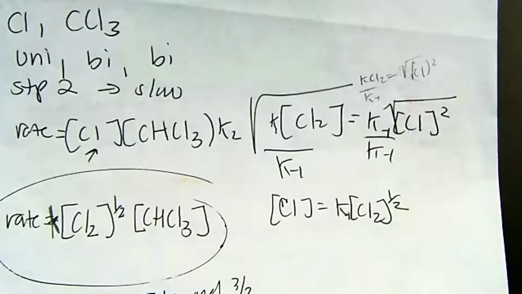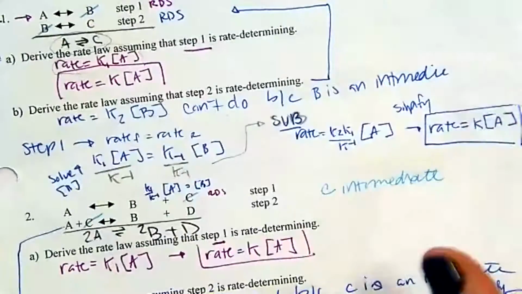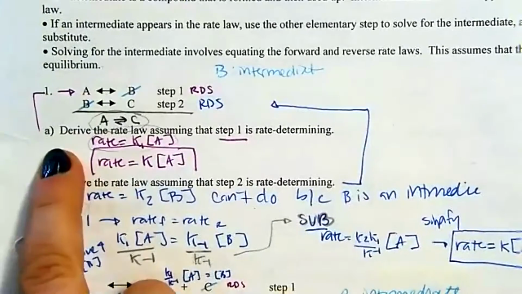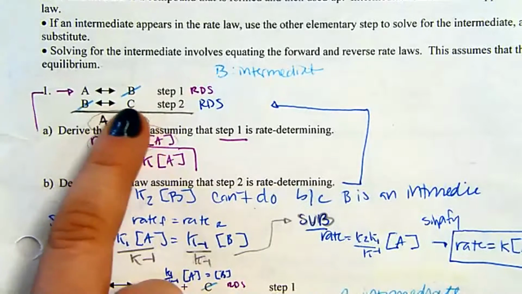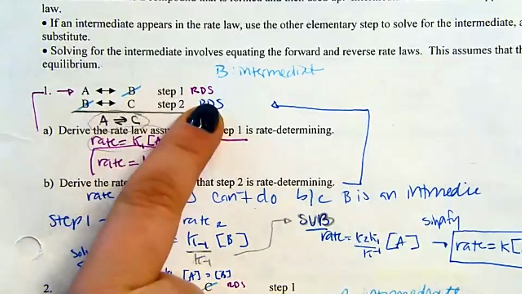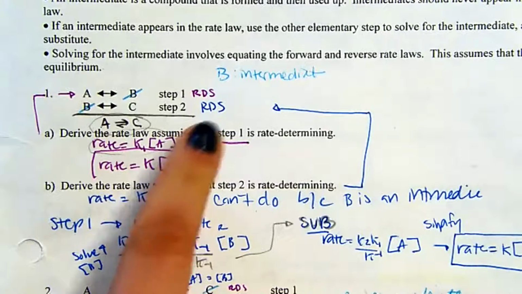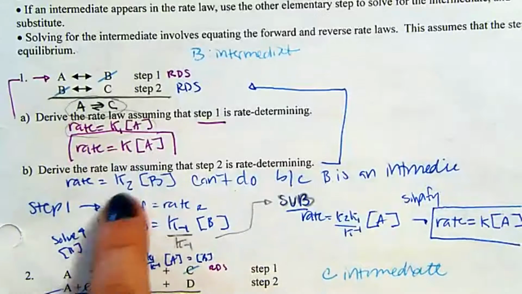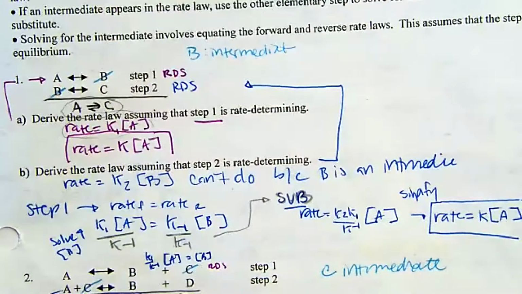All right, then let's go over the homework. So some more mechanisms. One we basically did together. For number 1, here's my overall. I just wrote it, you didn't have to, but B is an intermediate. If step 1 was the rate determining, it's just rate equals K times A. Great, no intermediate. But if step 2 is your rate determining step, you get rate equals K2 times B, but B cannot show up because it's made here and consumed here. That's our definition of an intermediate.